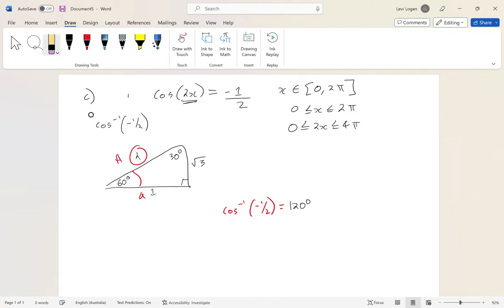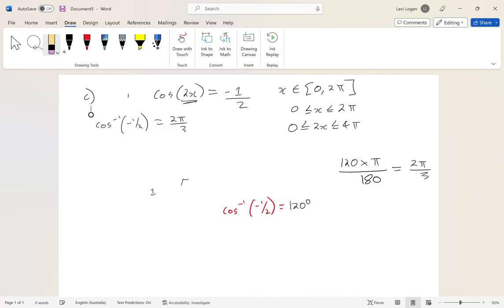Just to convert 120 to radians, you need to times by pi and divide by 180, and you'll get 2 pi over 3. So it's equal to 2 pi over 3. Now we've gotten rid of that. If you have access to a calculator in the exam, use that unless you really know what you're doing with the special triangles. Alright, so let's just draw our cos graph now.